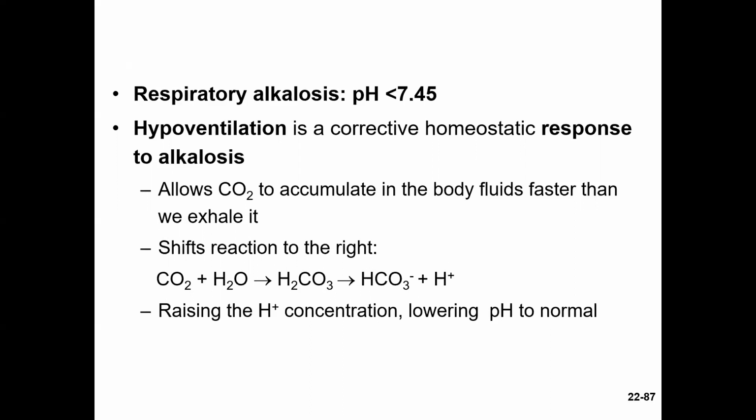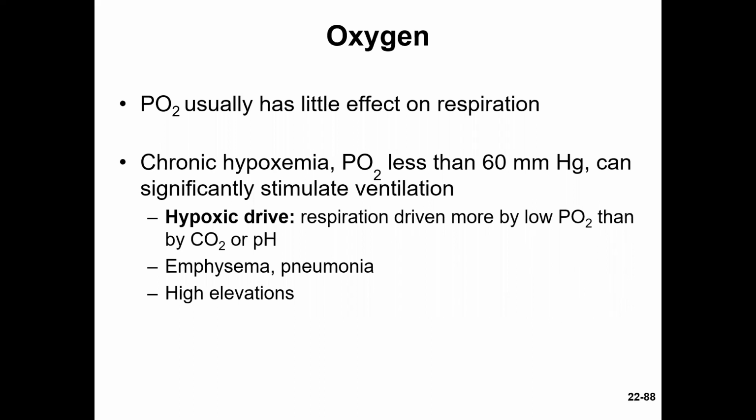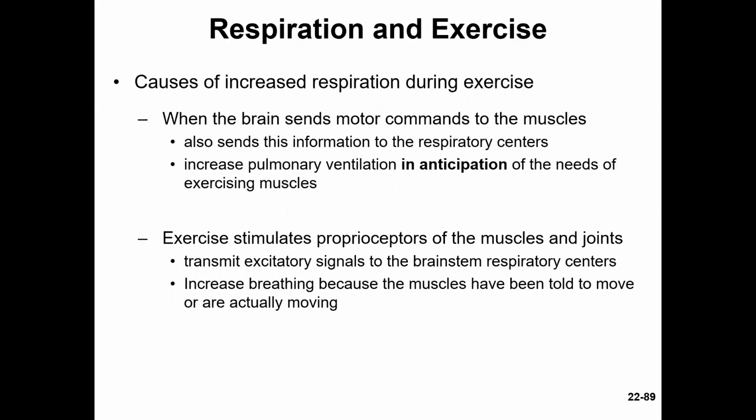And again, that shifts that buffering equation in the normal direction, raising the acidity level a little bit. So the pressure of oxygen usually has little effect on respiration. Chronic hypoxia, that's a partial pressure of oxygen less than 60 millimeters of mercury, can significantly stimulate ventilation. This is what we call hypoxic drive, and the respiration is driven more by low PO2 than by CO2 or pH. This can happen in emphysema or pneumonia or high elevations.